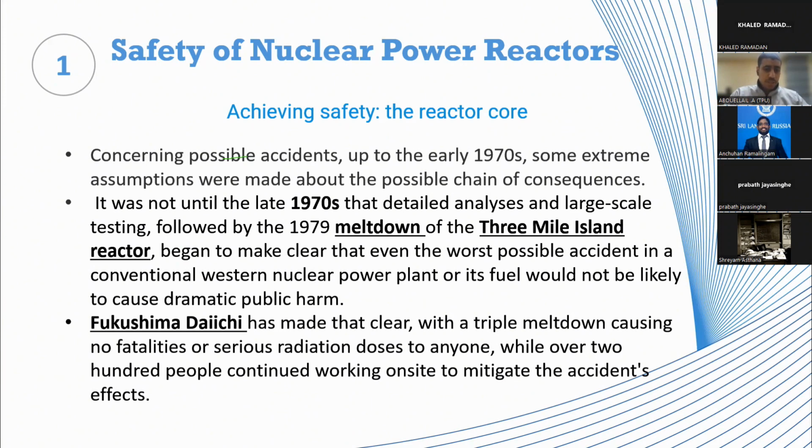Fukushima Daiichi has made that clear, with a triple meltdown causing no fatalities or serious radiation doses to anyone, while over 200 people continued working on the site to mitigate the accident's effects. Next, please.